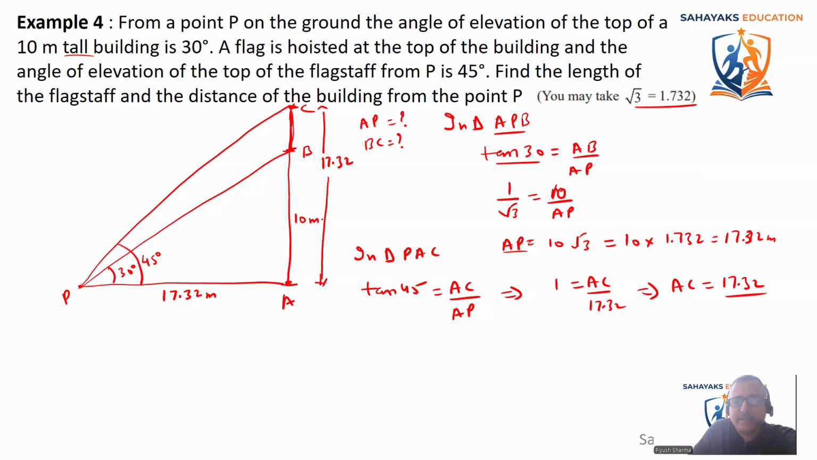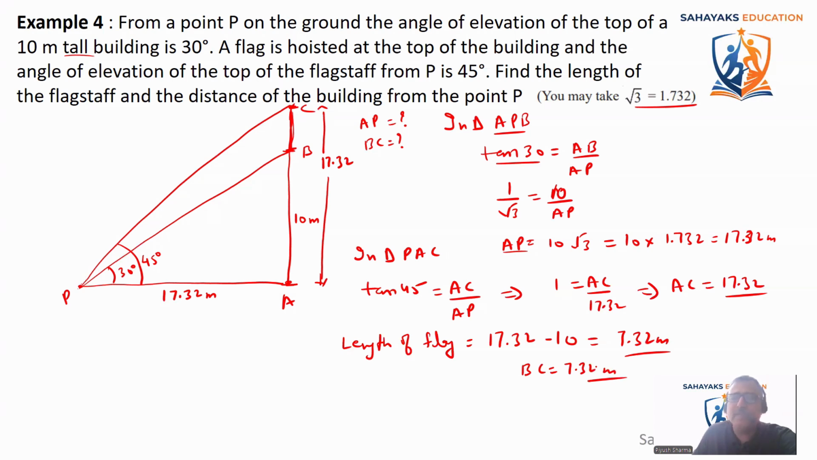So what's the length of the flag? The length of the flag will be 17.32 minus the height of the building, that is equal to 7.32 meters. So BC, which is the length of the flag, is 7.32 meters. Okay, guys.